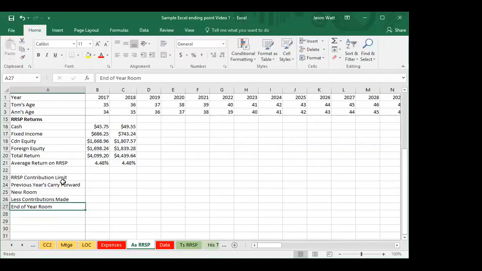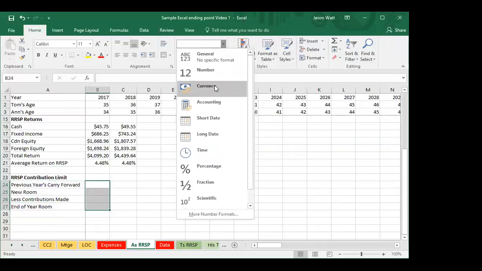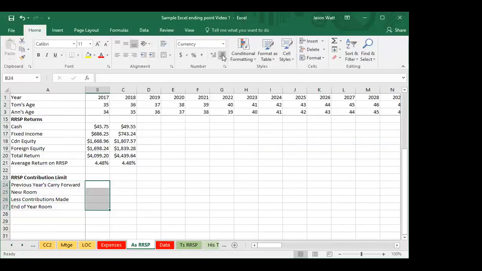I'm not sure exactly if we're going to leave that end of the year room in there or not, but we'll leave it in there for now. We know these are all going to be dollar signs, and I'm back to Tom's RRSP. You'll note I'm on Ann's RRSP here. I apologize. We'll copy this onto Tom's sheet afterwards. And we're going to make these all dollar amounts and just get down to our number of decimals.